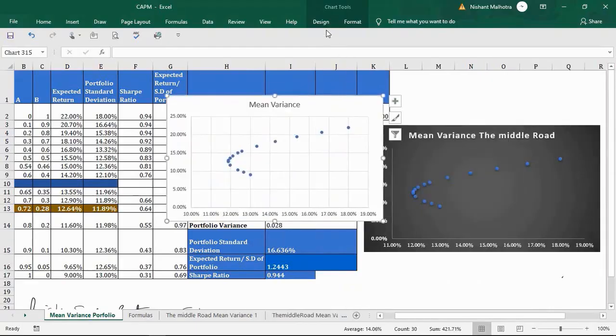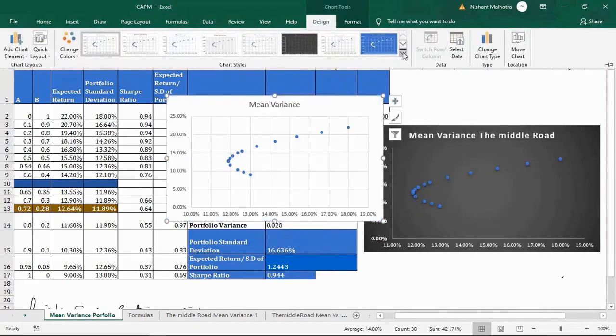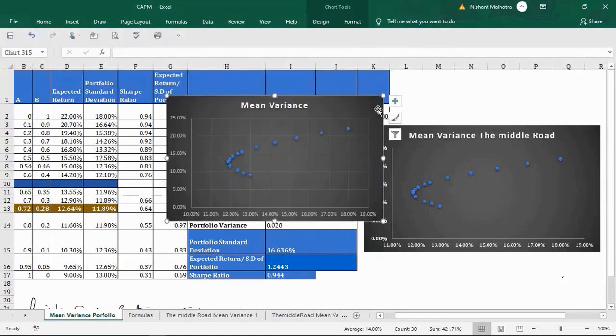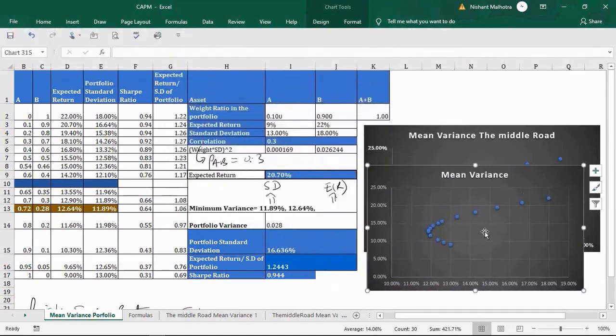If you want, you can go to the design section. You can pick up any of these designs. So I've just picked one from the design and got exactly the similar graph. You can stretch it up, you can delete this, and you can do what you want. Now we have a fair understanding of how we make graphs.